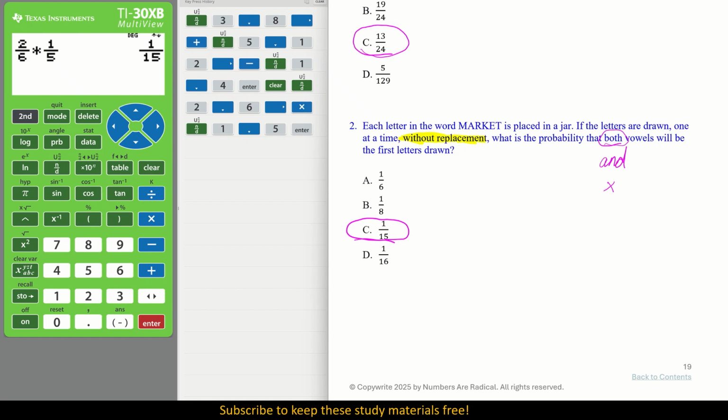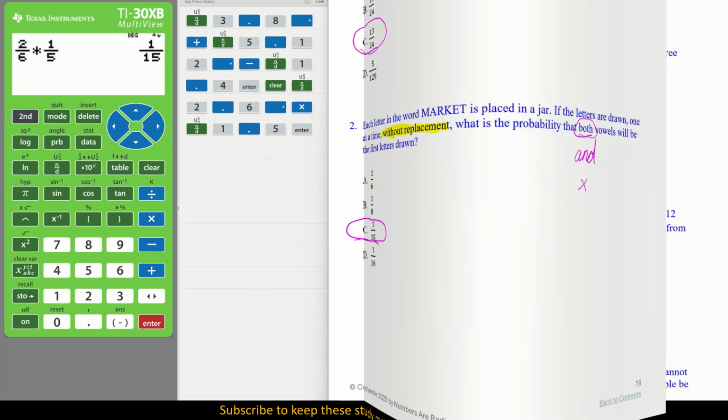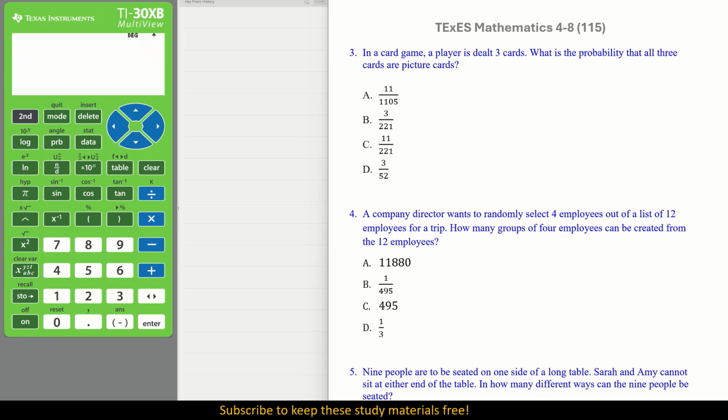Okay, let's go to number 3. Number 3, in a game of cards, a player is dealt 3 cards. What is the probability that all 3 cards are picture cards? Okay, this is kind of like the last question, like number 2. And we have to think, okay, how many picture cards are there in each suit? There's 3. How many suits are there? 4. So there's 12 of them.